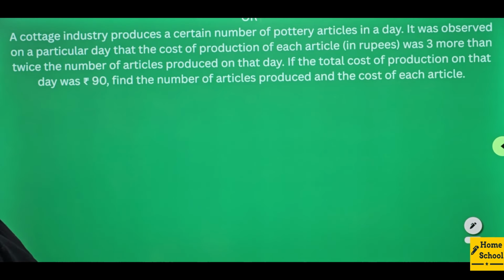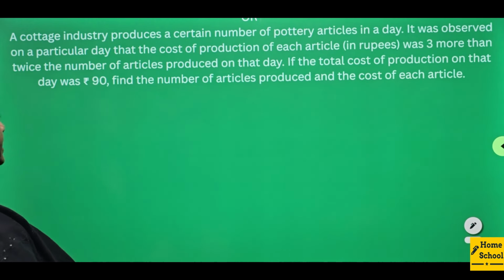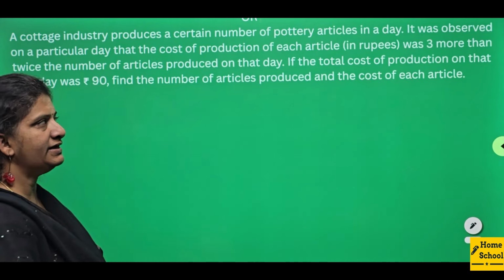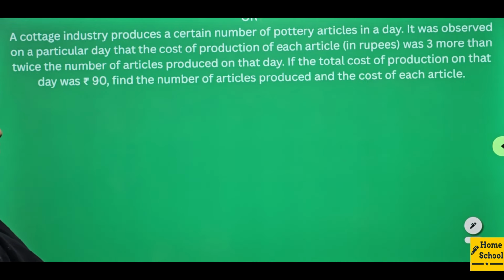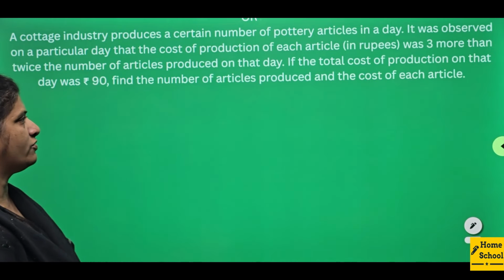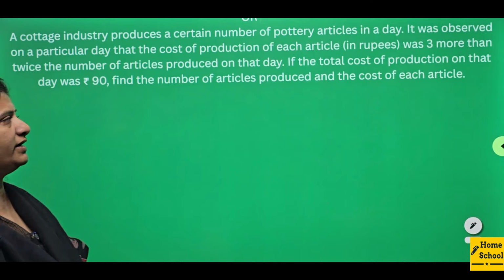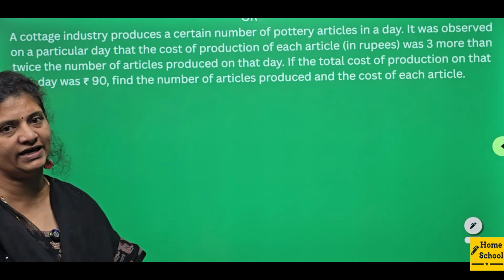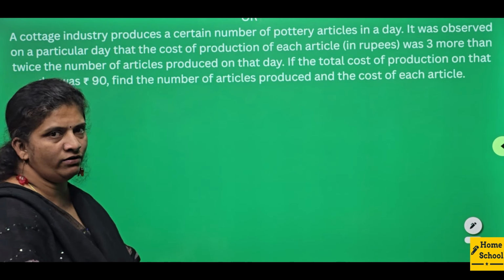Yes, we have one more OR question. A cottage industry produces a certain number of pottery articles in a day. It was observed on a particular day that the cost of production of each article was 3 more than twice the number of articles produced on that day. If the total cost of production on that day was 90 rupees, find the number of articles produced and the cost of each article.